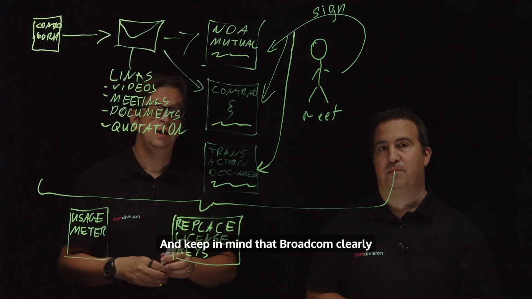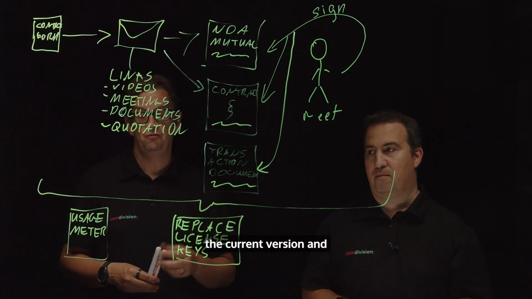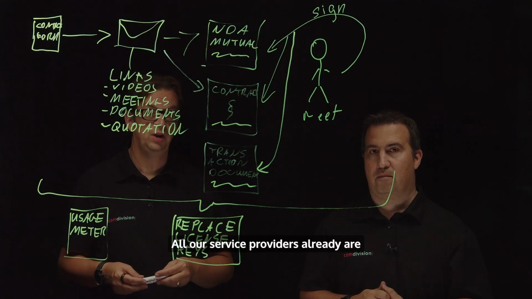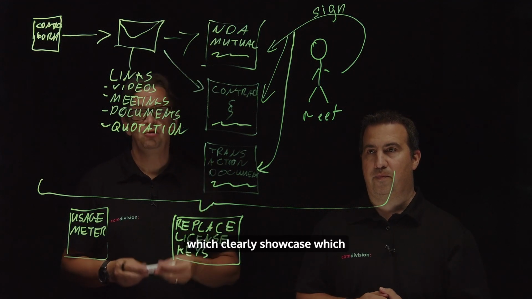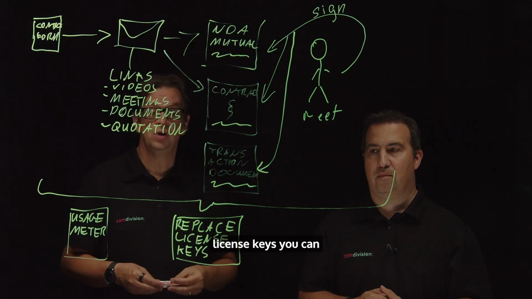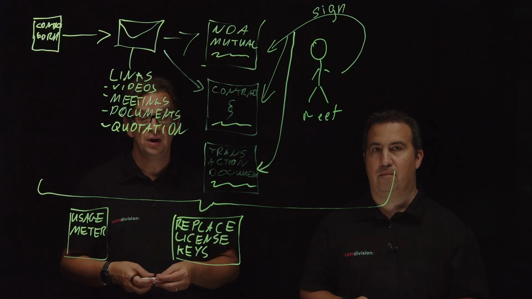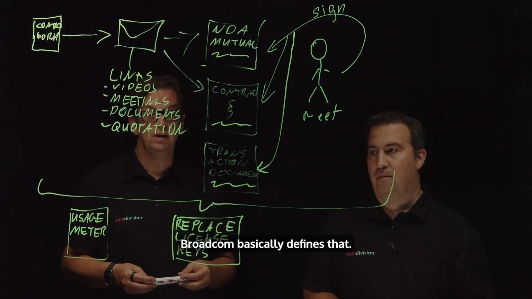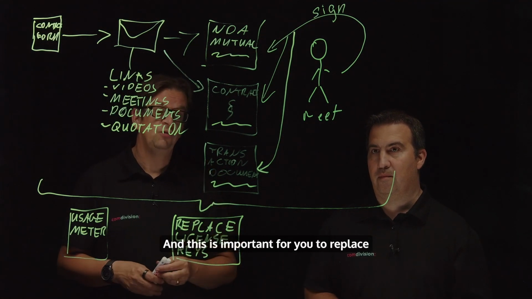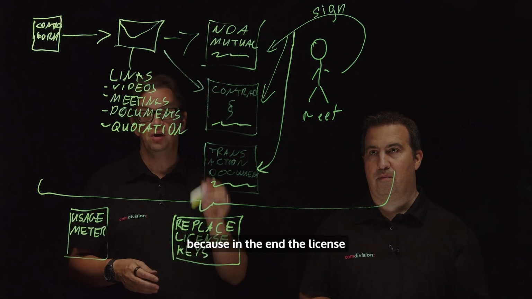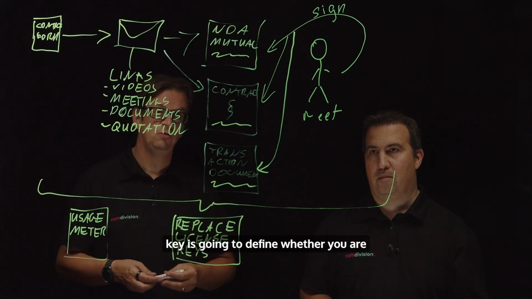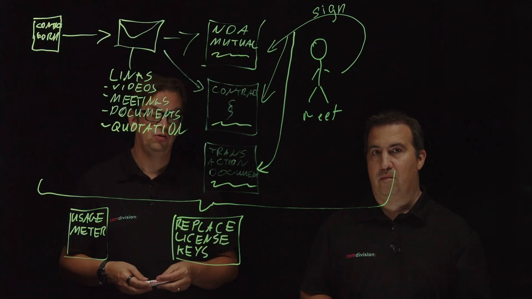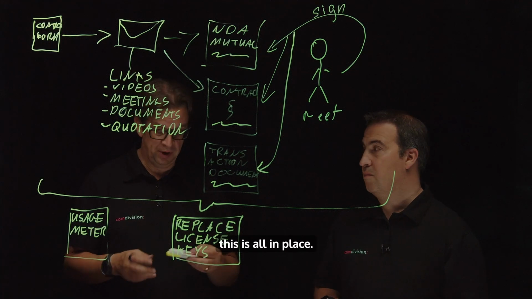And keep in mind that Broadcom clearly says you can only have the current version and the latest two major versions. All our service providers are already getting lists from us, which clearly showcase which license keys you can ask to be created. This is no choice from us. This is nothing we can influence. Broadcom defines that. And it is important for you to replace that in your systems, because in the end, the license key is going to define whether you are overusing your infrastructure or not. So better be sure that this is all in place.